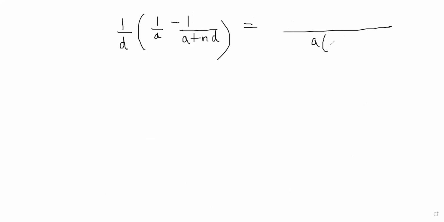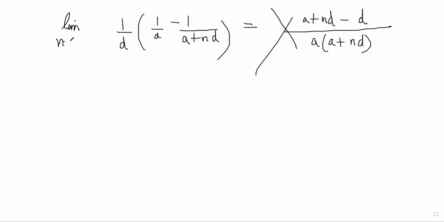Now this is very straightforward. You do a plus nd, and on top comes a plus nd minus d. Actually, you don't even need to do anything. Just directly take the limit. What is the limit? N tends to infinity, right? So this part should disappear, 0. So the answer will be 1 by ad. Correct.